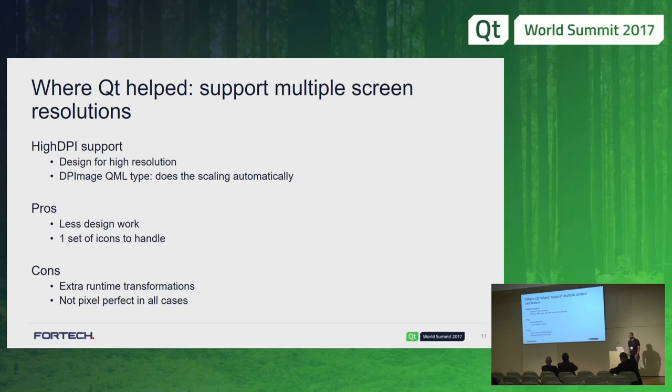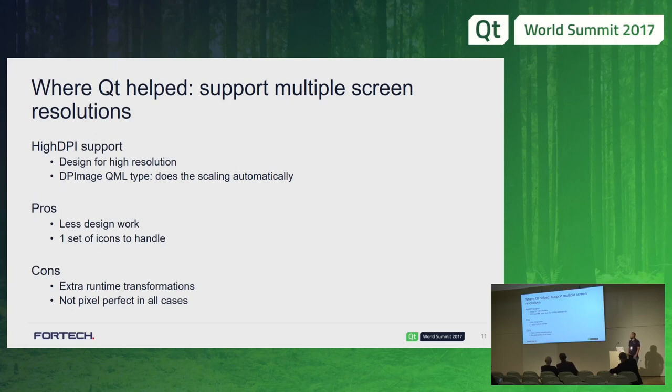The other part where it helped is the high DPI support. The main issue was that on mobile phones, especially on Android, you have a wide range of resolutions and pixel ratios. And what we did here to fix this issue, Qt has support for high DPI. This means that we can specify dimensions not in pixels, but in device independent units to have the same look regardless of the resolution and the pixel ratio.